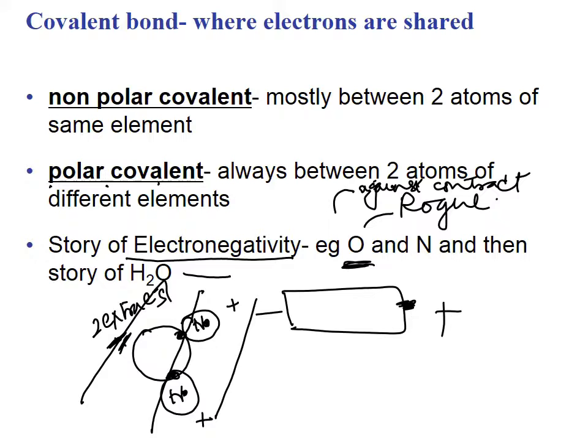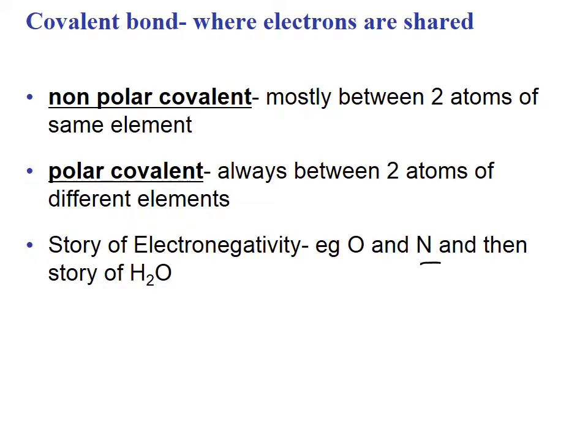This kind of situation also exists with nitrogen. Nitrogen has a valency of 3 and he is also electronegative.